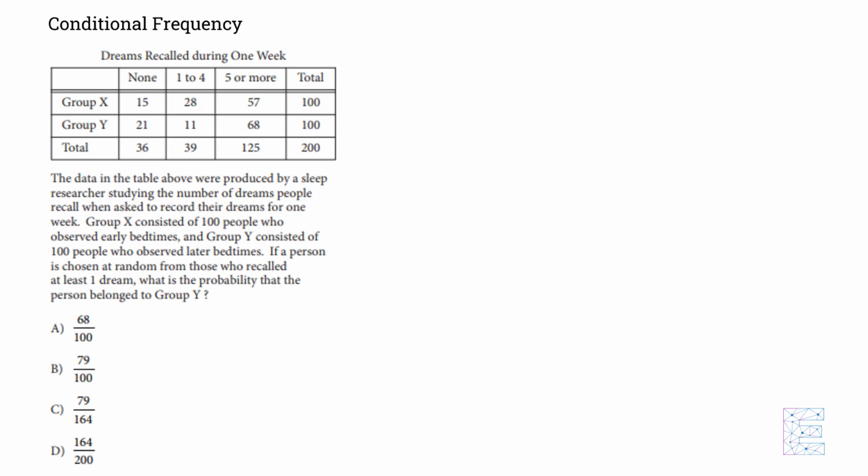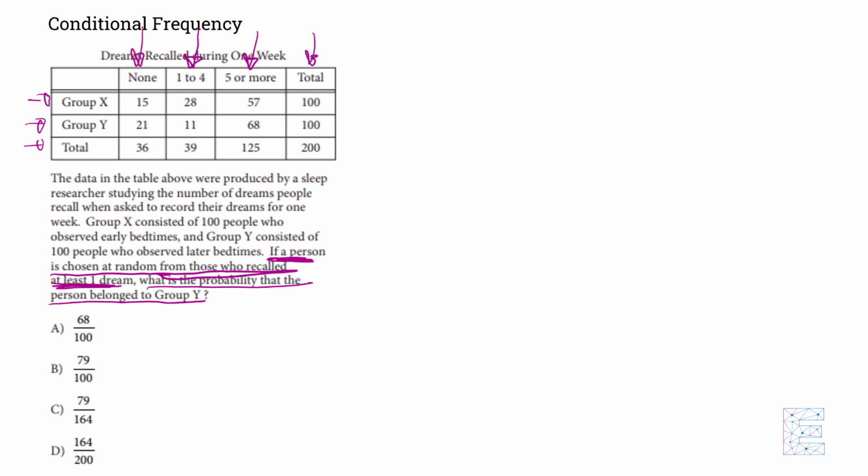This is the conditional probability type of question. Let's read the actual question part. If a person is chosen at random from those who recalled at least one dream, that's the condition that we're being given. What's the probability that that person belonged to Group Y? So let's examine this table. We have Group X in the first row, Group Y in the second row, the totals over here. And then the people who didn't recall any dreams in this first column, people who recalled 1 to 4 dreams here, people who recalled 5 or more dreams, and the totals is the last column.